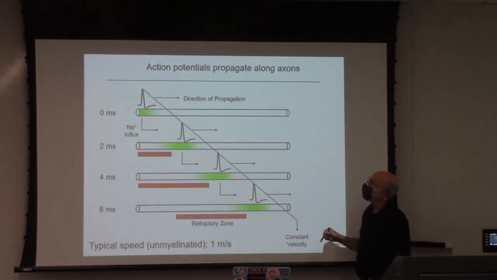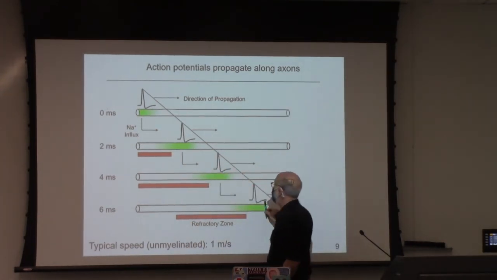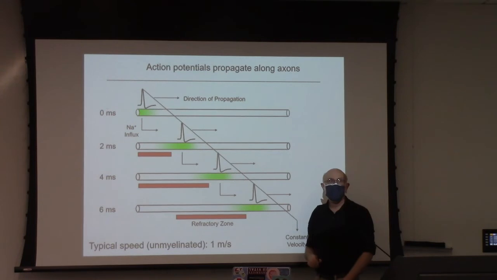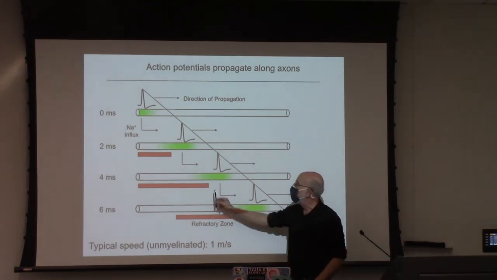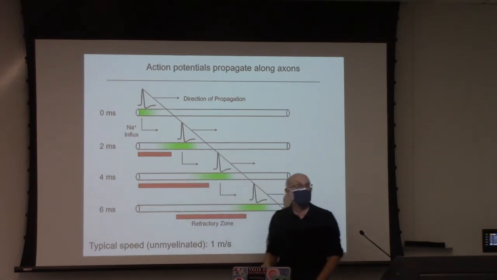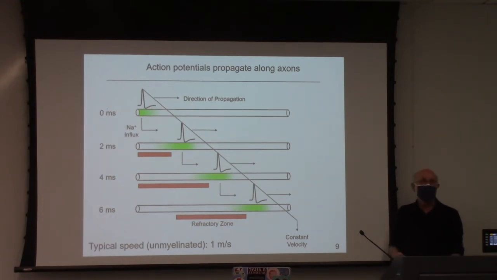So this is another cartoon that just shows the action potential moving from place to place. The green zone is where voltage-gated sodium channels are open. The white zone is where voltage-gated sodium channels are closed. And the red zone is where voltage-gated sodium channels are inactivated, preventing retrograde propagation.